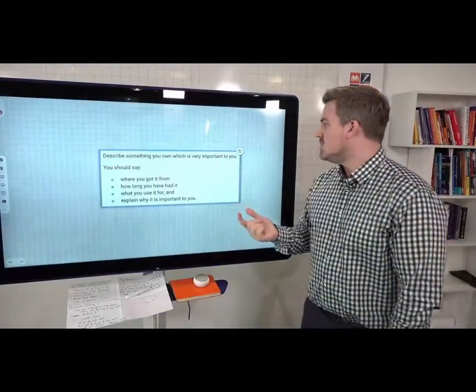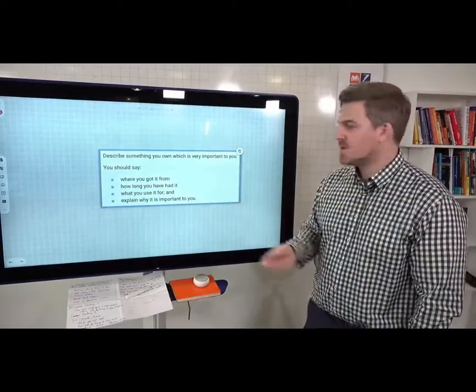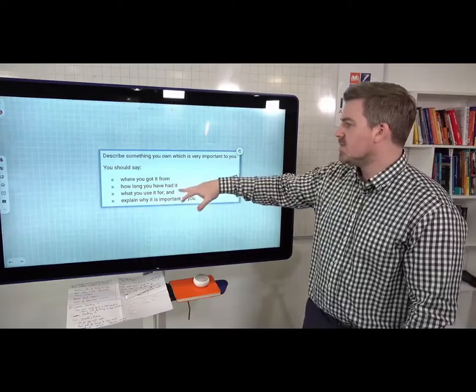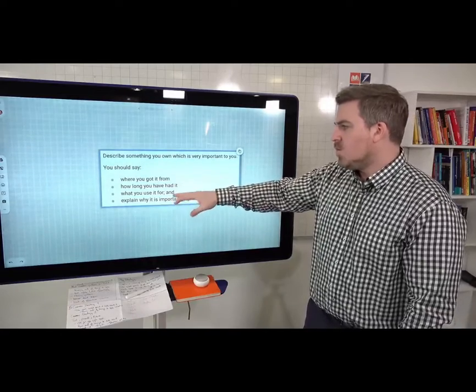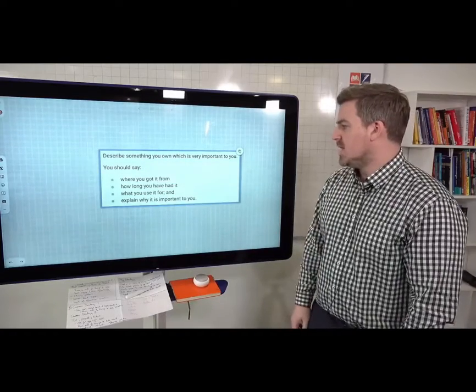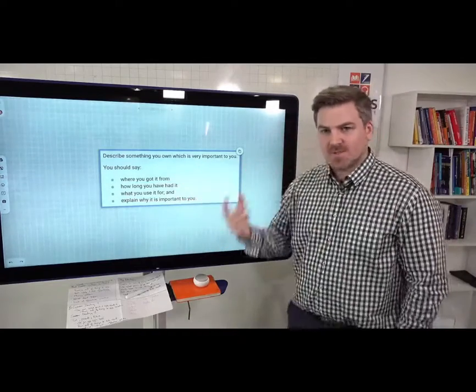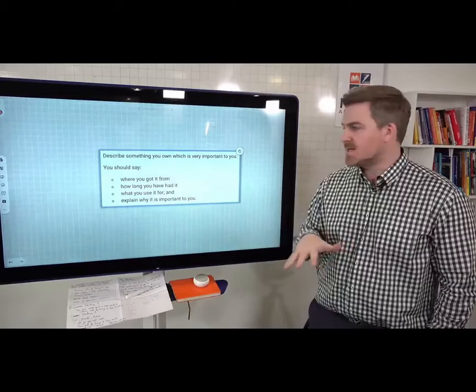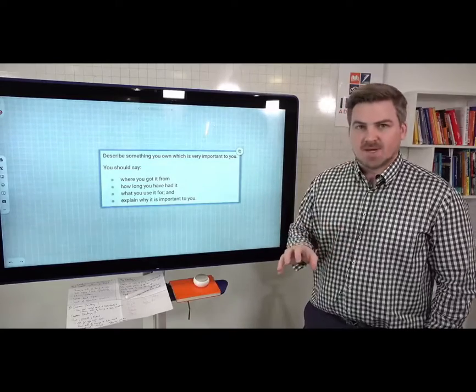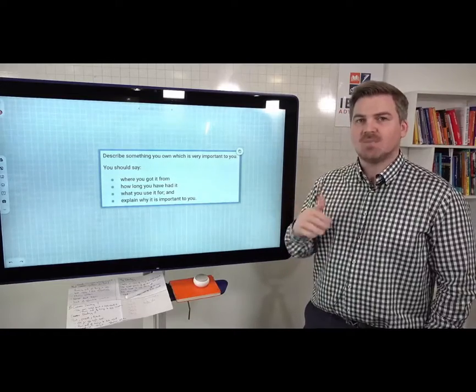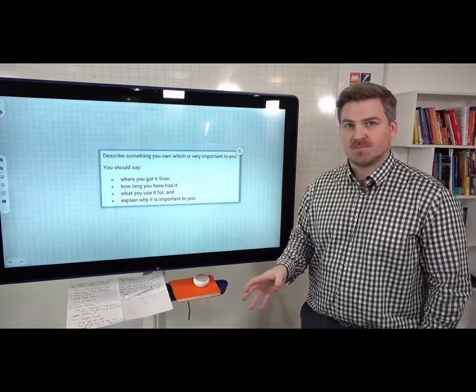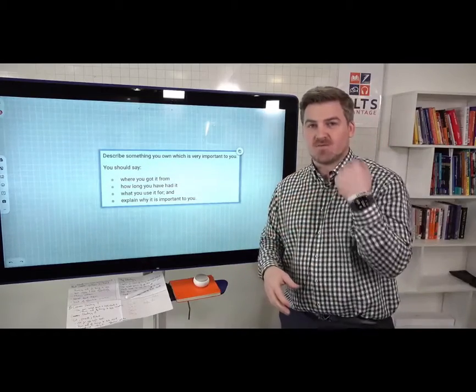Describe something you own which is very important to you. Okay, you should say where you got it from, how long you've had it, what you use it for, and explain why it is important to you. Okay, so I'm going to look at this as if I'm a student and demo exactly what I think is the main problem. And then in the comments, tell me what you think the main problem is. Remember that I have to speak for up to 2 minutes.